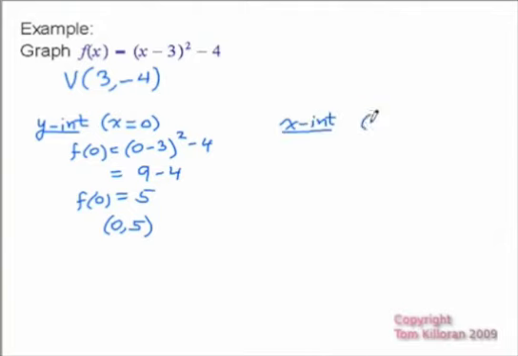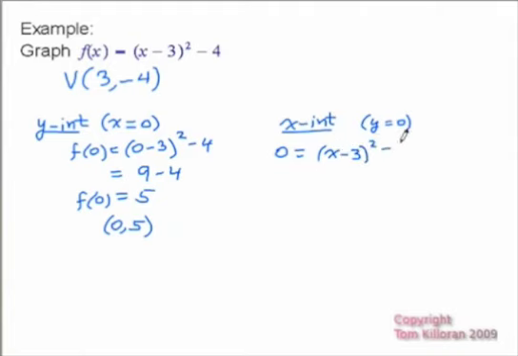Alright, to find the x-intercepts, sometimes it takes a little bit more work. Sometimes it's really easy. Here we're going to let y equal 0. In other words, the function notation f(x), we're going to replace this whole thing with 0. So we're going to get 0 is equal to (x minus 3) all squared minus 4.